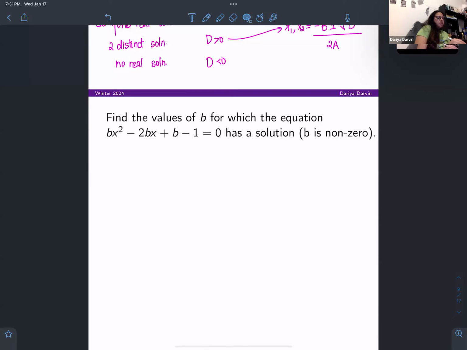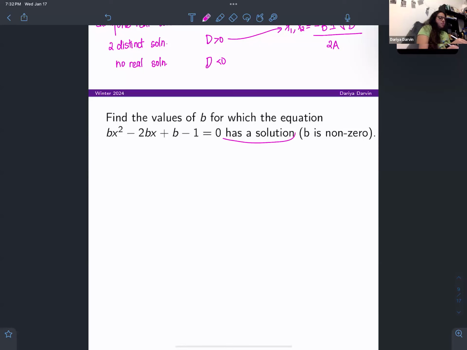Why is it given b is non-zero? Because they want this to be a quadratic equation. Not just because of that, but also if you put b equal to 0 here, you get minus 1 equals 0. So the equation makes no sense. I forgot to mention this earlier, but that's why b non-zero has to happen here.